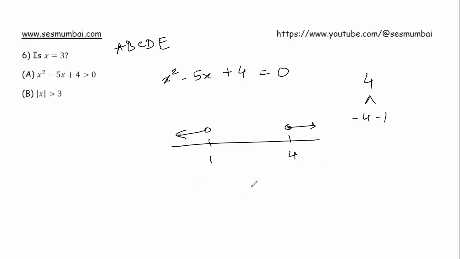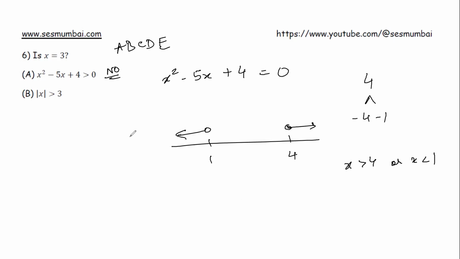So is x equal to 3? Now we know that the values of x it's taking are greater than 4 and lesser than 1. And none of them have positive 3 in it, right? So a definite no we are getting out here. Is x equal to 3? No. X is greater than 4 or x is lesser than 1. So we know for a fact that x is not in this range that we've got.